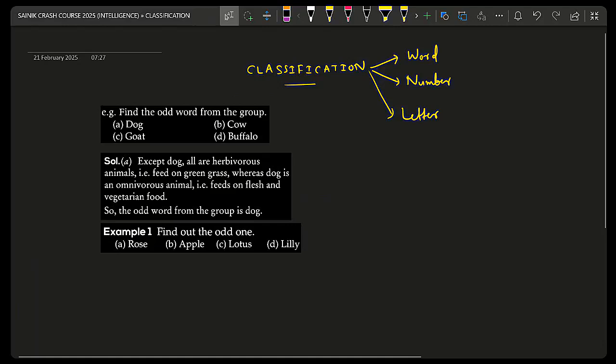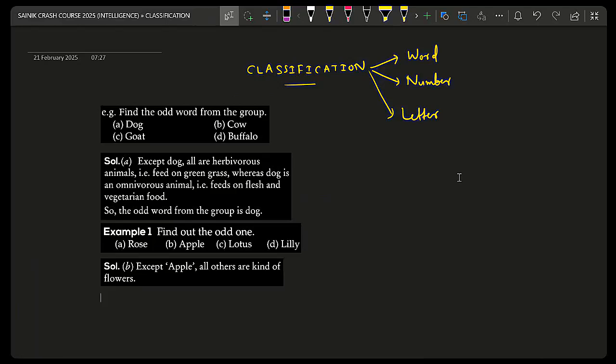Time up. I received no votes for lily. One vote for rose, that is wrong answer. Two votes for C, lotus, wrong answer. 22 votes are received for apple, and that is the correct answer. And the reason is, except apple, all others are kinds of flowers. Rose is a flower, lotus is a flower, lily is a flower, but apple is not a flower. So that is about example 1.